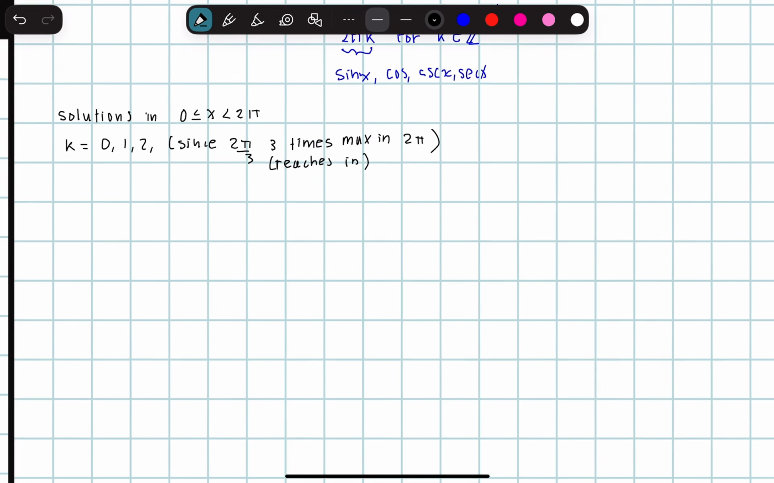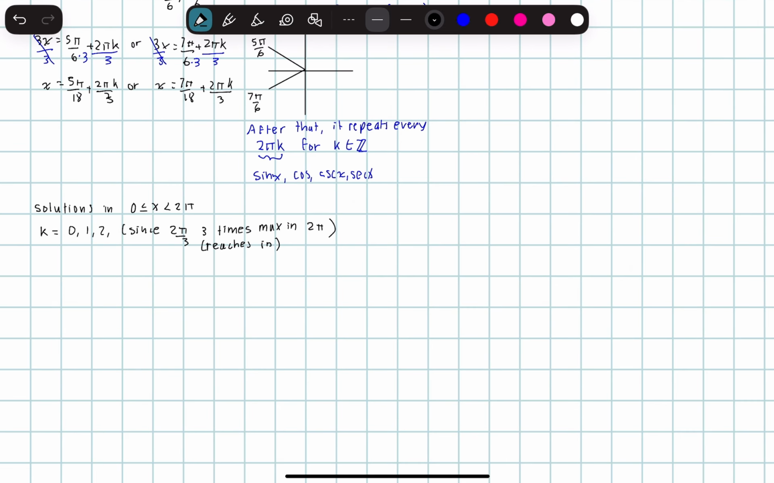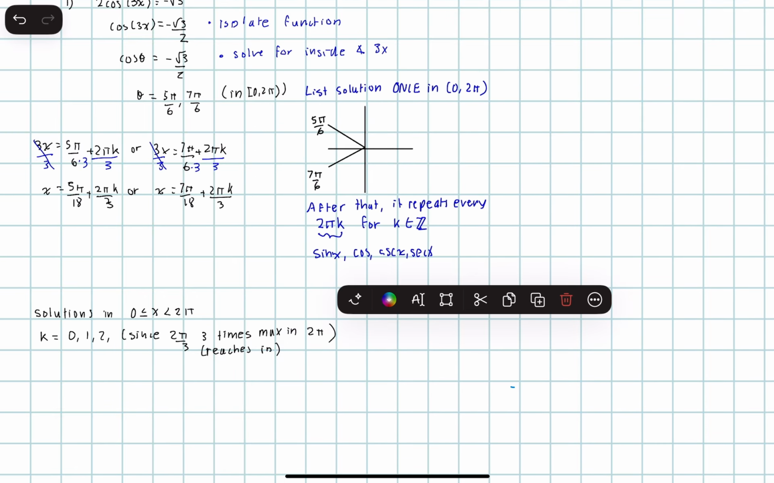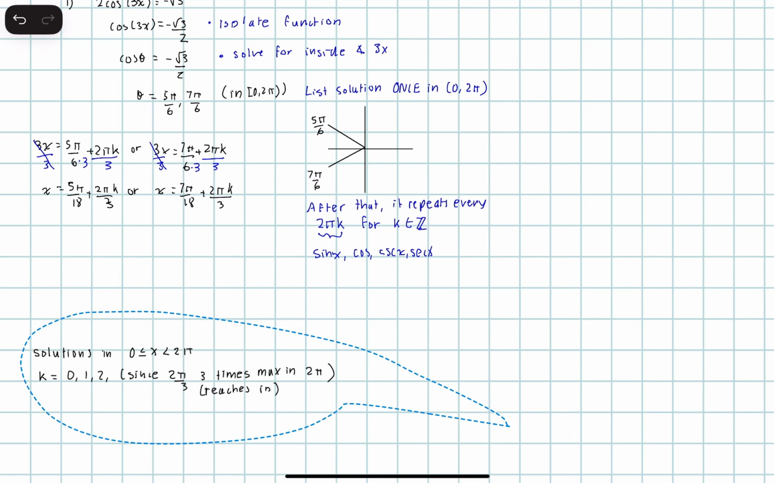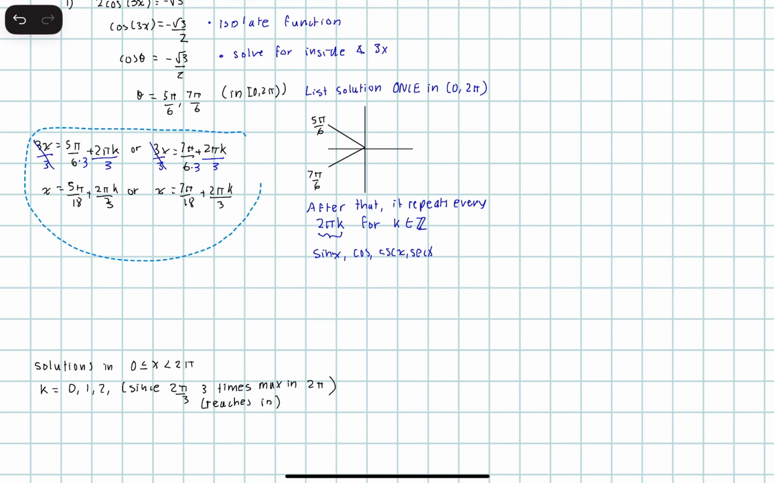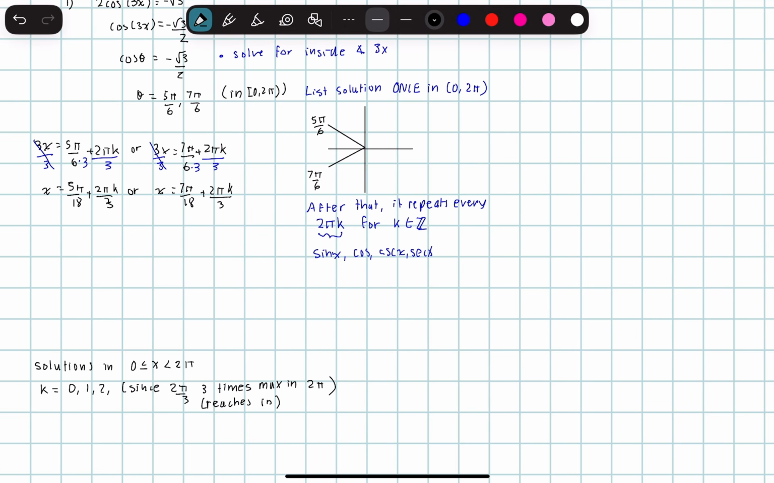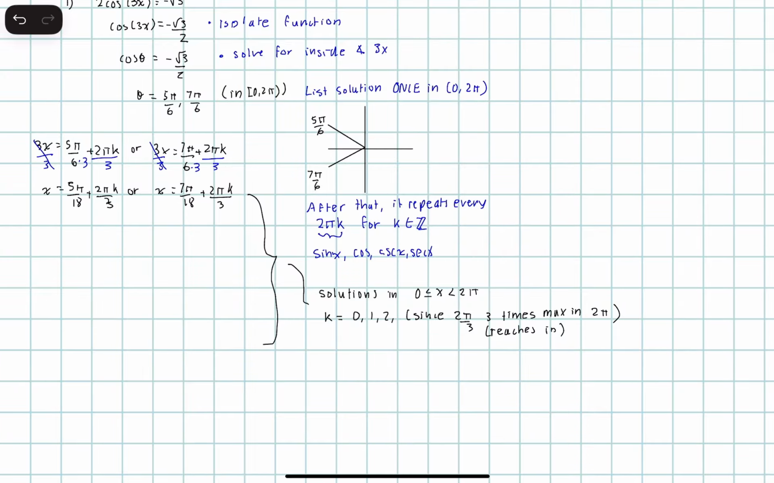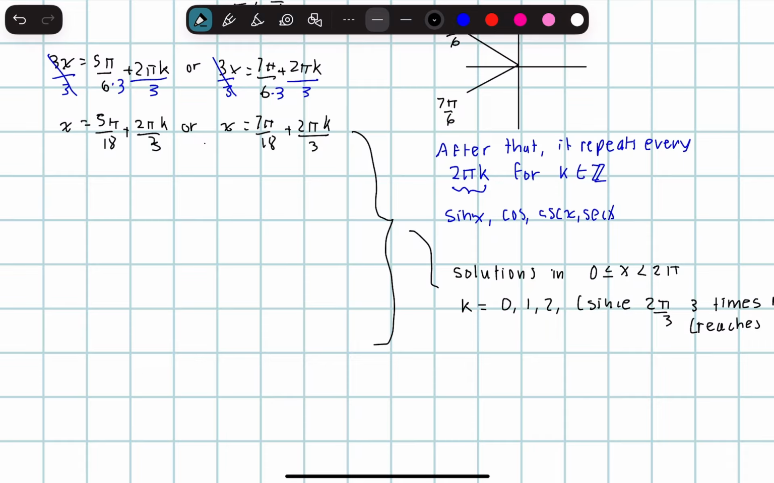Okay, so basically now I'm going to move this work over here. I'm going to write that over there because I want this to be neat so that you can see it in the end. Okay, so we can list with the k values.